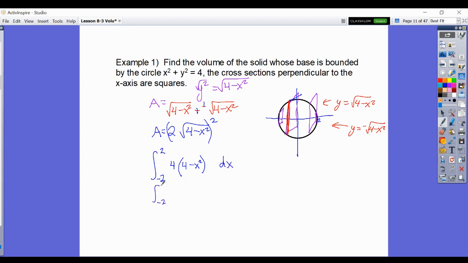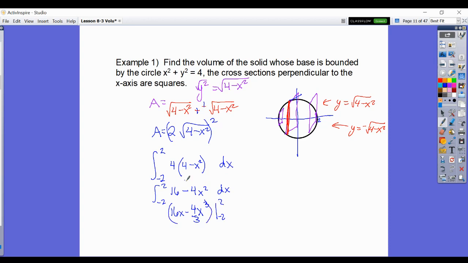Now I'm just going to solve that. 4 times 4 is 16 minus 4x squared dx. This 16 can't pull out because it's subtracted here, so just be careful. You can only pull out multiples. I could actually pull out that 4 multiple. Antiderivative of that is 16x. Antiderivative of that is 4/3 x cubed. Evaluate that from -2 to 2.